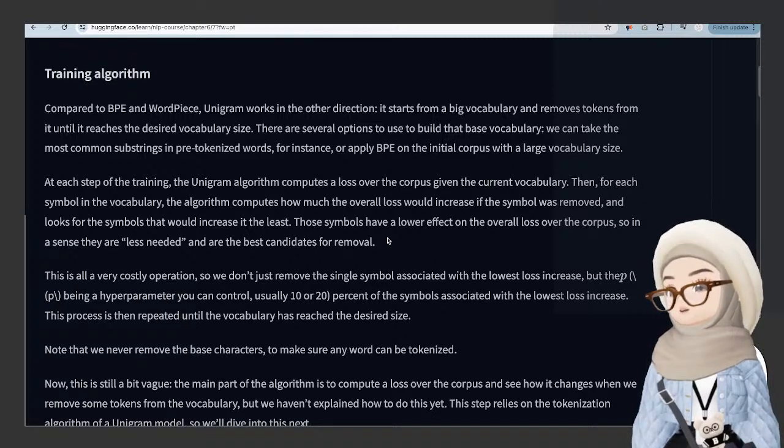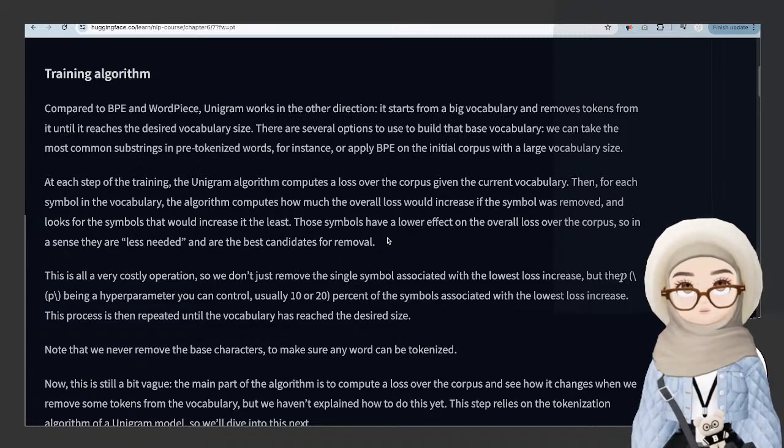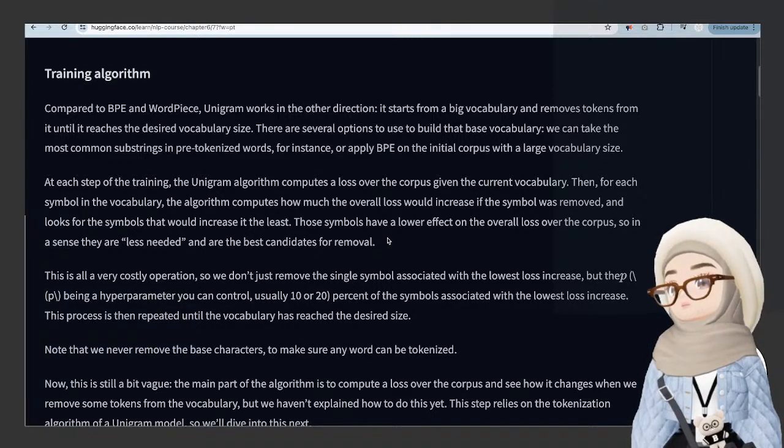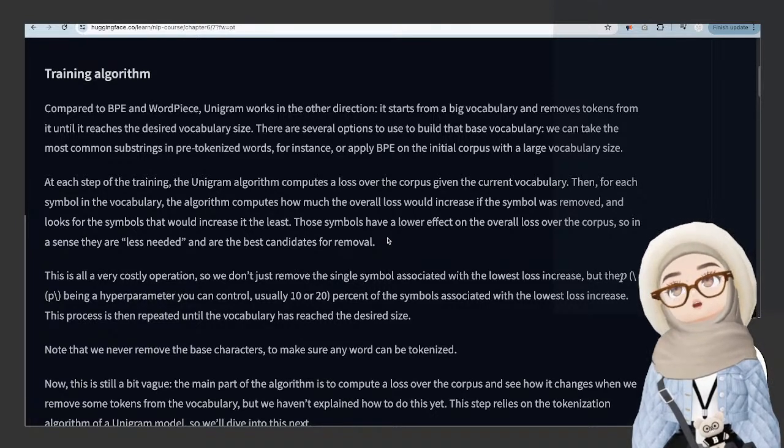So the symbols have a lower effect on the overall loss over the corpus. Those symbols have a lower effect on the overall loss over the corpus. So in a sense, they are less needed and are the best candidates for removal.